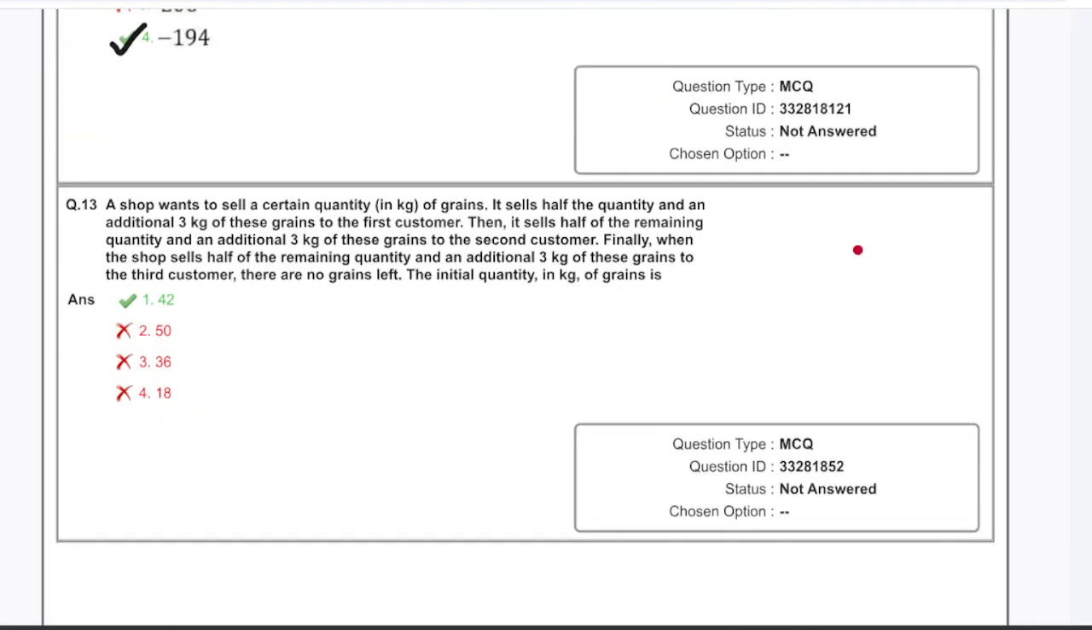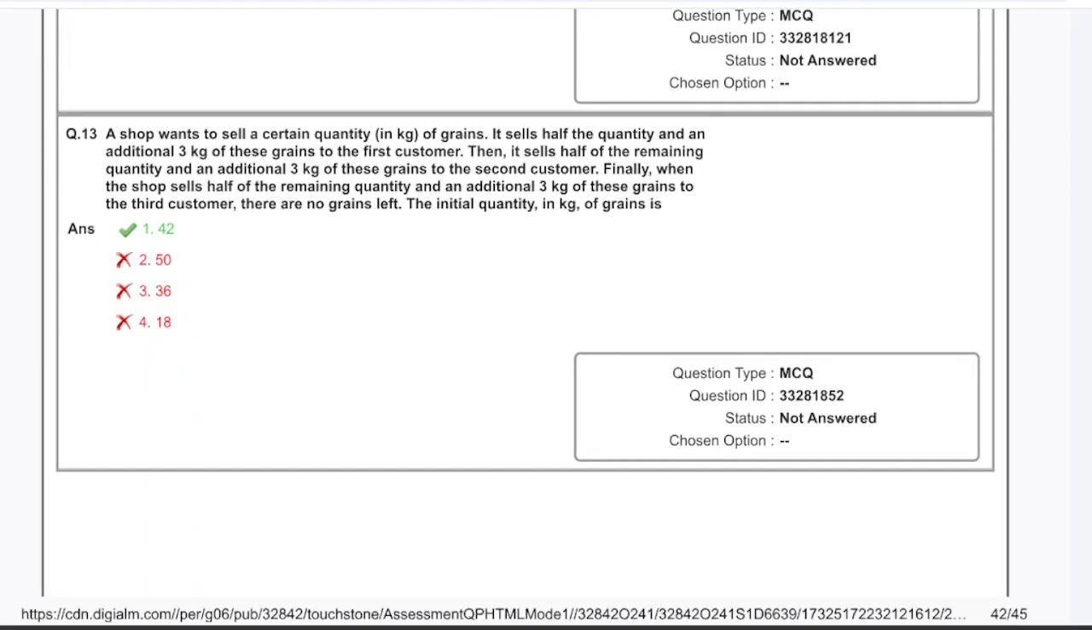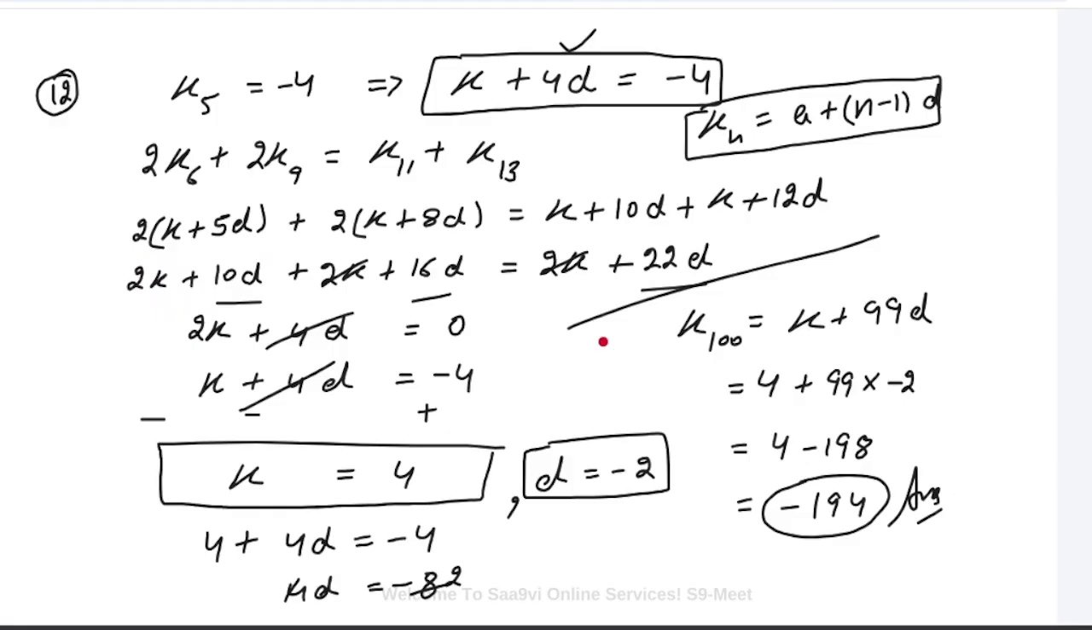Now the question number 13. You see the questions have very basic concepts involved in them. So if somebody is very good at basics, they easily can do it. Now the question number 13, let's see what exactly it says.